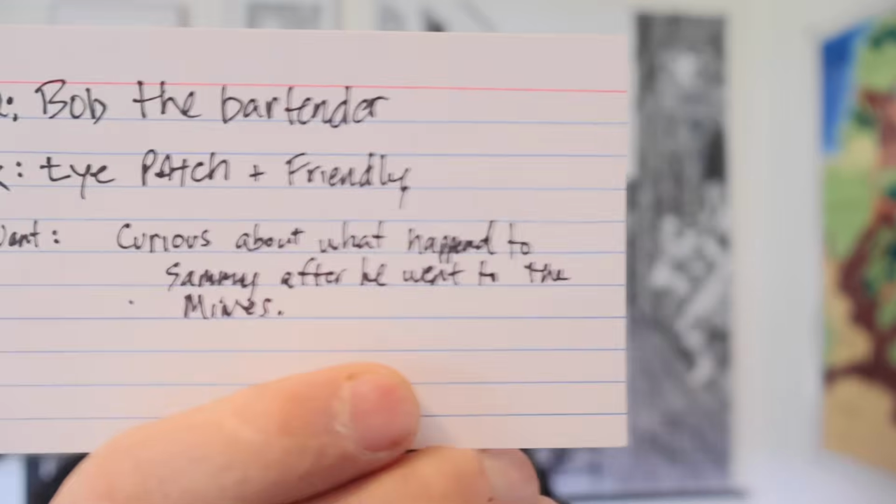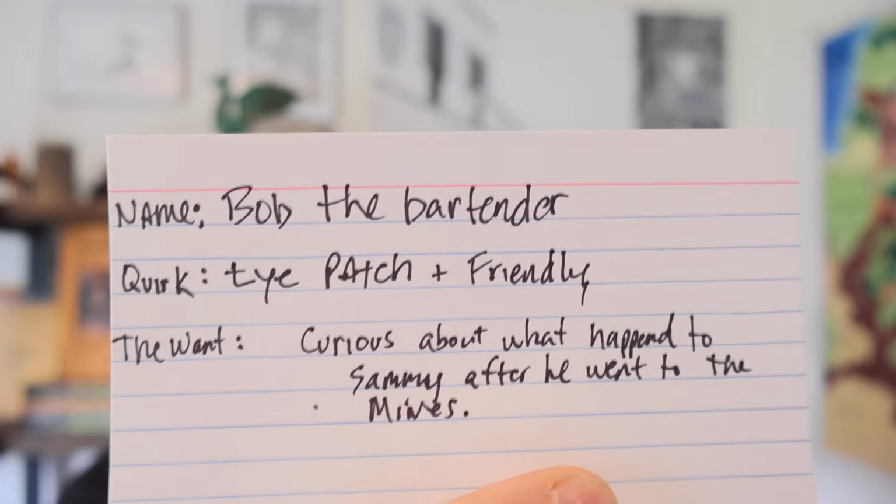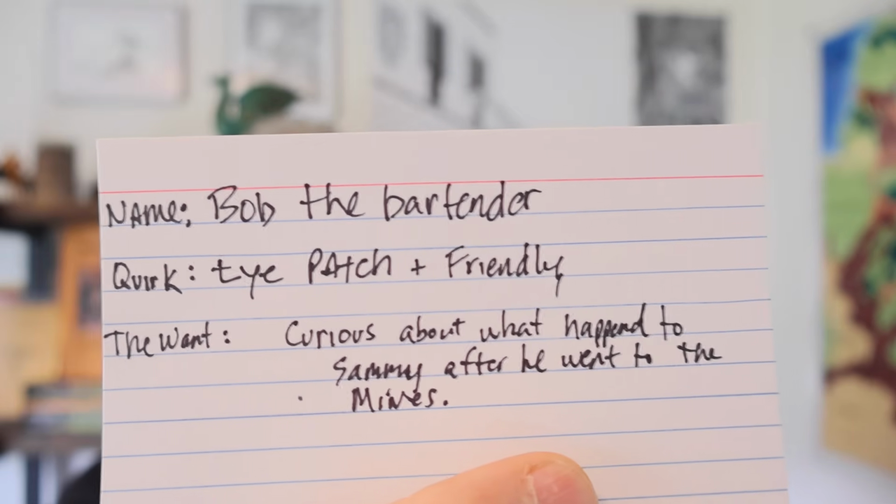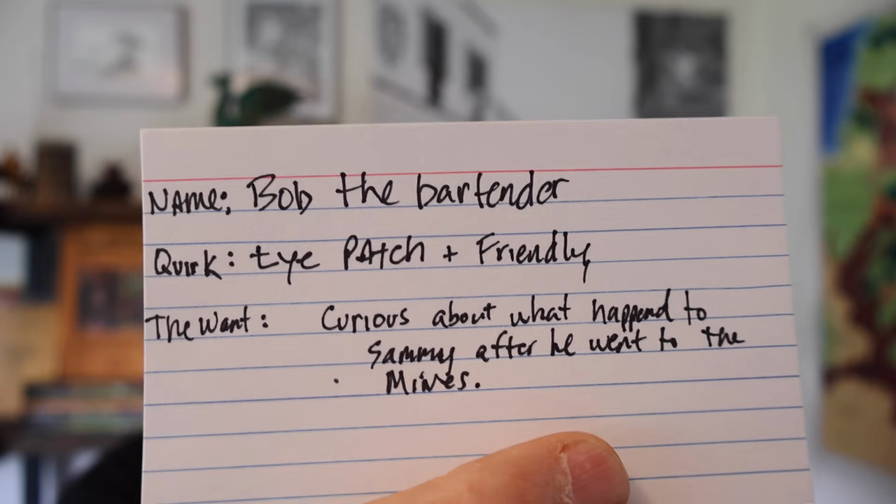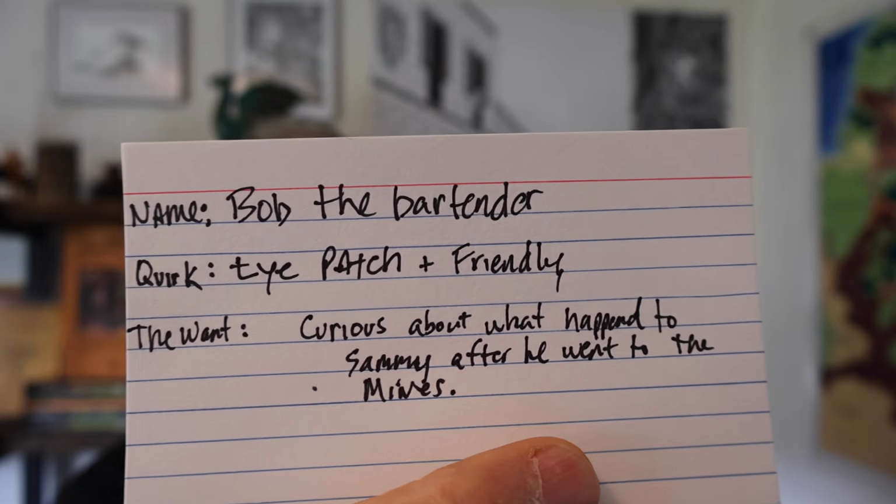So I even added a little bit more, that he's friendly, right? His quirk is, his name is Bob the bartender, and he's got an eye patch, and he also has... He's a friendly guy. Cool. That's a good start.